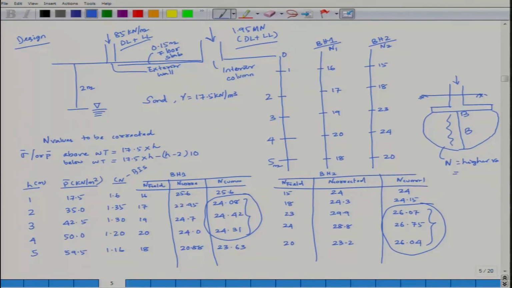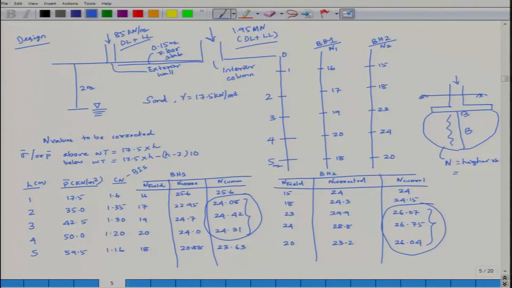So, with H, what is your overburden pressure? CN. For borehole 1: N field, N corrected and N cumulative. For borehole 2: N field, N corrected and N cumulative. If you look at these two, basically we are identifying a depth at which the SPT N value is consistent and slightly higher as compared to the layers above. So that if I can put a foundation at such a depth, the entire pressure bulb passes through this, then your foundation is safe.